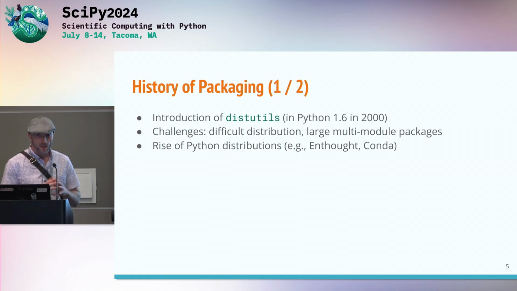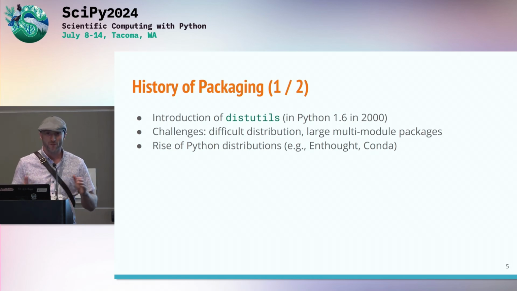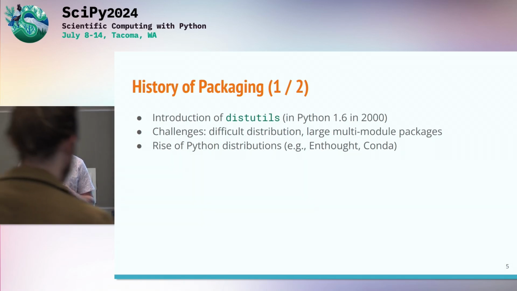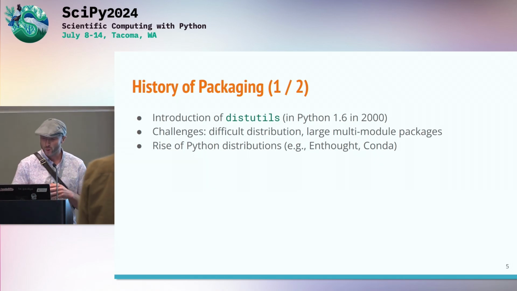History of packaging. We have to go way back, to the time of Python 1.6, around the year 2000, like 25 years ago, when distutils was introduced. I'm not sure if you are all familiar with it. That came with some challenges in terms of distribution, and in terms of modularizing your build. Then around that time, we started to see the rise of some distributions, like the Enthought distribution and the Conda distribution.